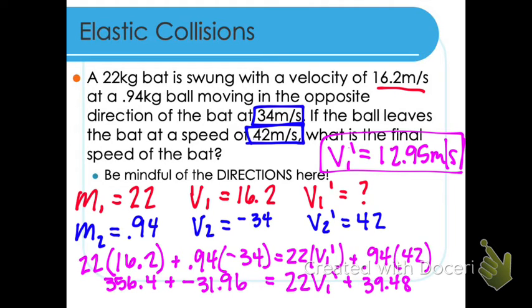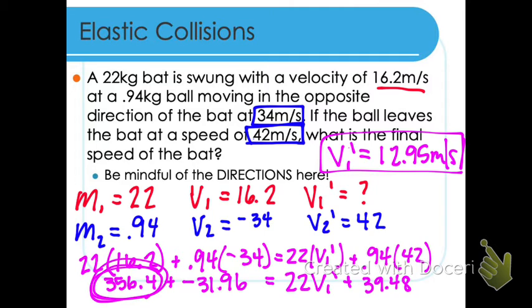Okay, I'll combine my like terms, which are 1, 2, 3, and then I'm going to divide by 22. And we were right? We said that the bat's going to continue to move in the positive direction. The reason is because look at before the collision. Look how much more momentum the bat had than the ball. Right? Can you see what's happening there?